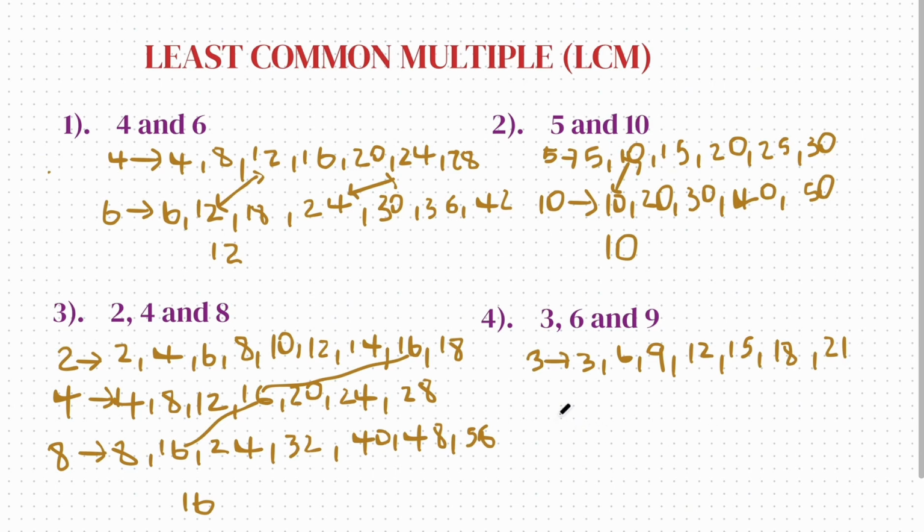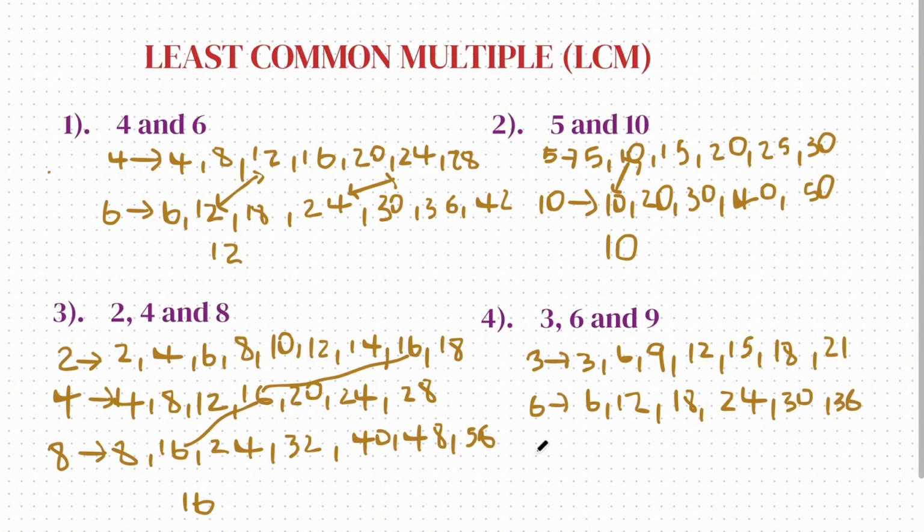Let's list the multiples of 6. The multiples of 6 are 6, 12, 18, 24, 30, 36, and I'm going to stop right there.